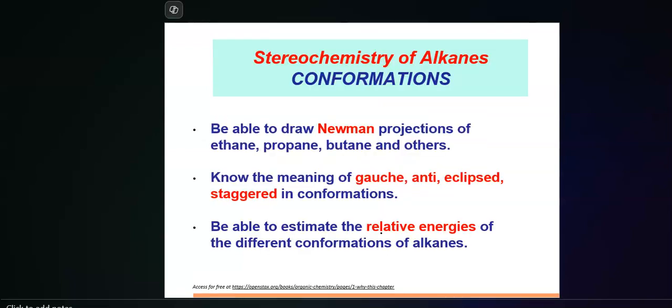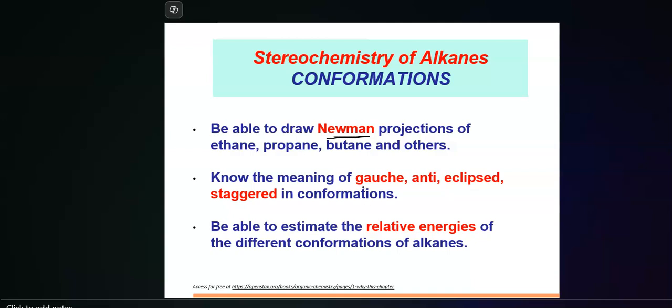The main things that we need to learn regarding conformations is you should be able to draw what are called Newman projections, where we view the carbon-carbon bond directly end on, and it represents the two carbon atoms by a circle. I'll show it to you in a minute. So you need to know how to draw Newman projections.